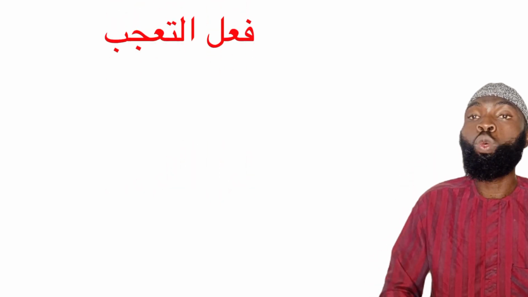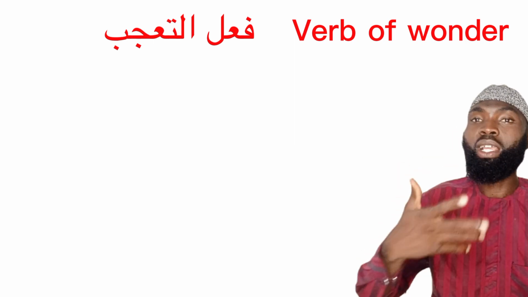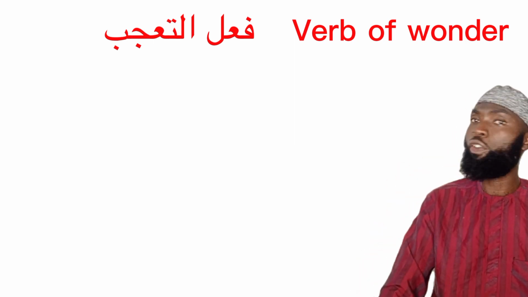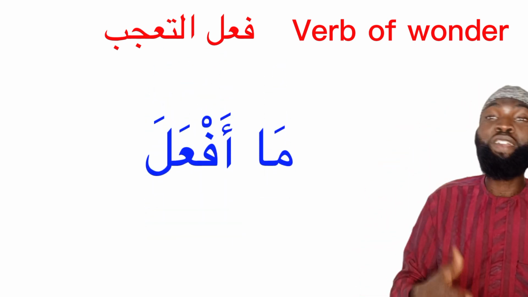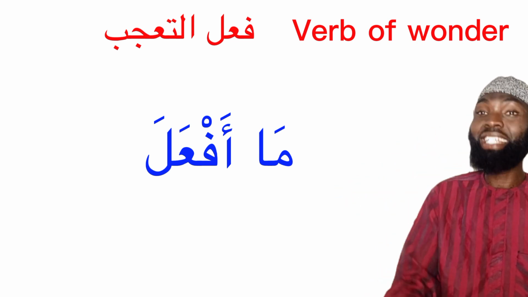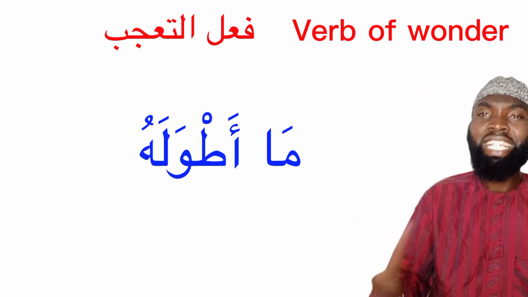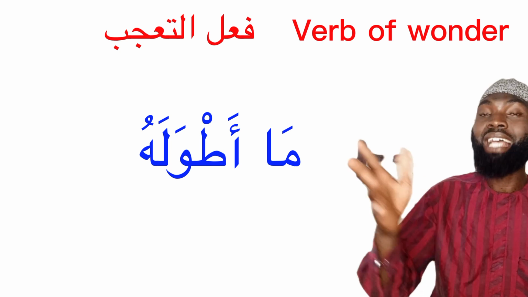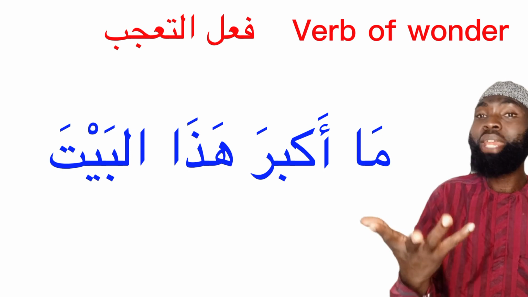Another thing we shall be learning in this lesson of ours is the fi'lu ta'ajjub, which is the verb of astonishment, the verb of wonder. Like in the English language, we can say how beautiful it is. In Arabic, the pattern for this is ma af'ala. So if we want to say how beautiful it is, I will simply say ma ajmala, how beautiful it is. If I want to say how tall he is, I will say ma atwala, how tall he is. If I want to say how big this house is, I will say ma akbara hadha al-bayt, how big this house is.